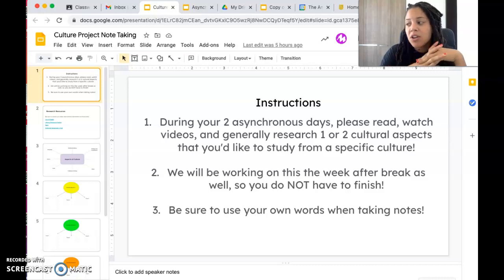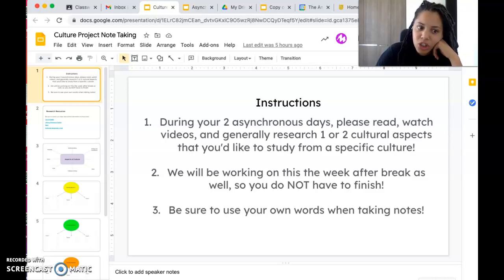project, you're going to be doing a nonfiction writing about a specific culture, and you're going to break down some of the different aspects. But before you can even do that, we need to research some of them. So I've made these slides to help you organize your research and stay on track on these asynchronous days. So we're going to be doing a little bit of work on this when we come back.